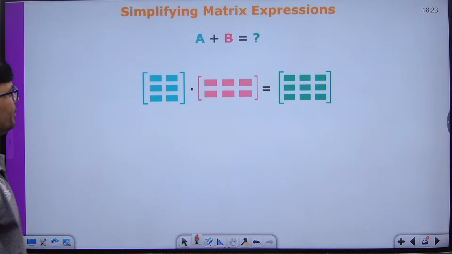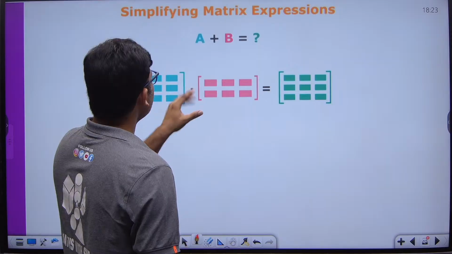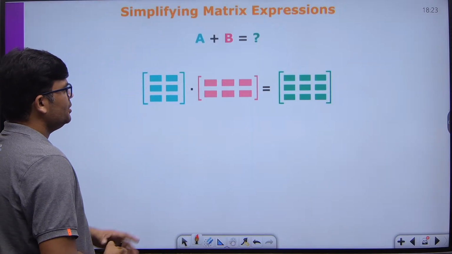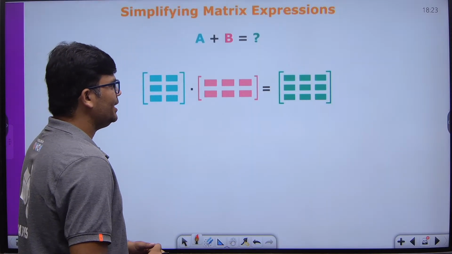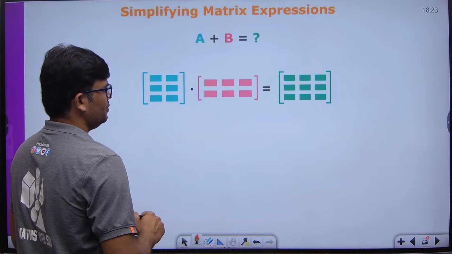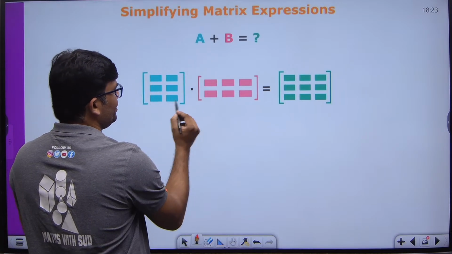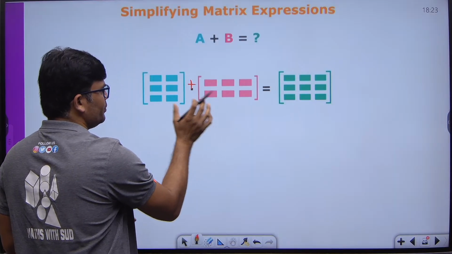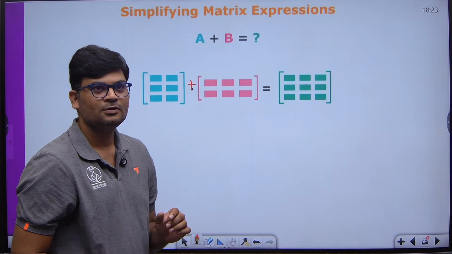Okay. So simplifying matrix expressions. A plus B, can they be added? Tell me. Can they be added if I ask you to add this? You can see the number of rows and columns. They cannot be added.